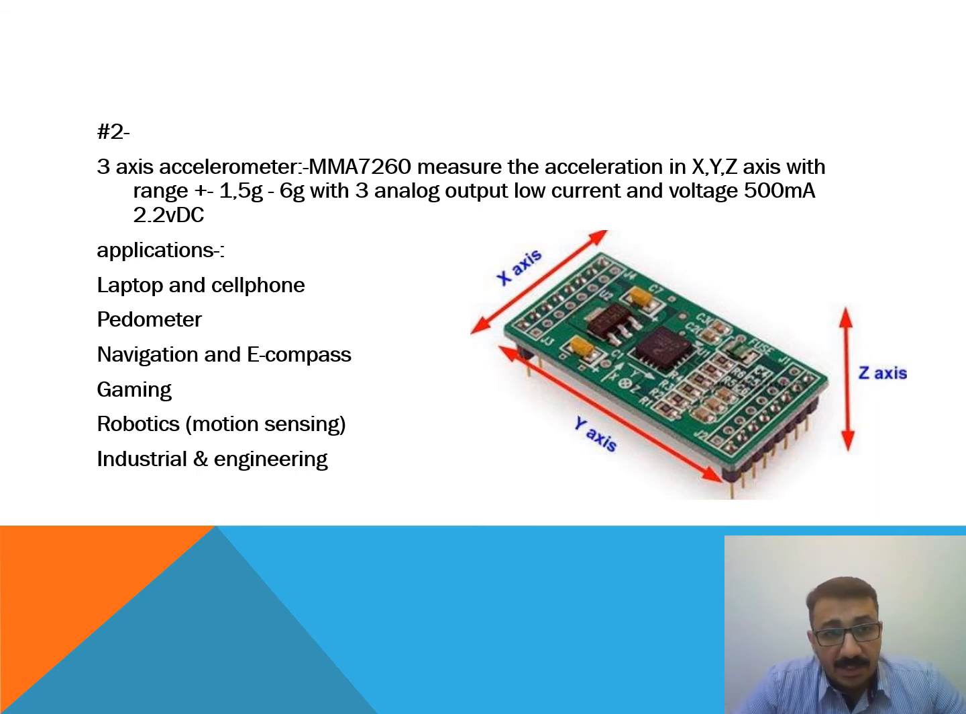It has applications in laptops and cell phones, I mean smartphones, speedometers, navigation and e-compass, gaming or robotics. This sensor could sense the motion of the robot and measure the acceleration of this motion. And also it is very useful in industry and engineering.